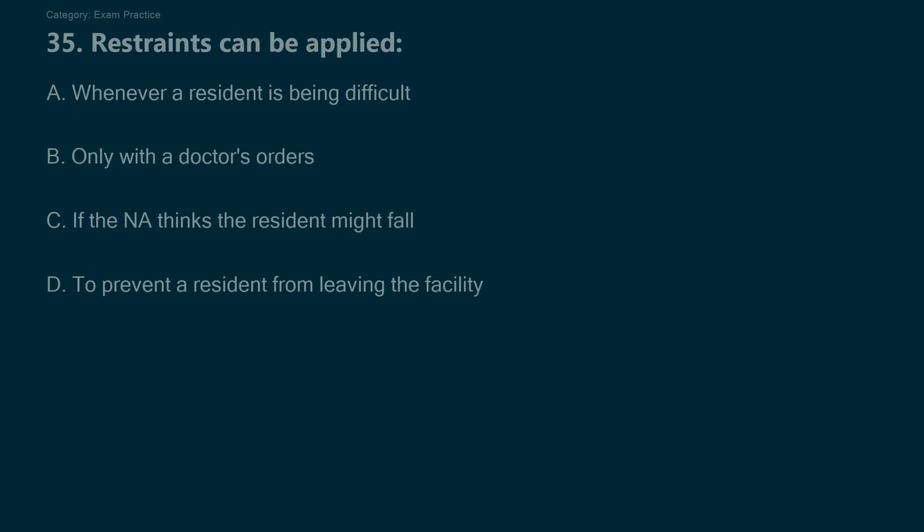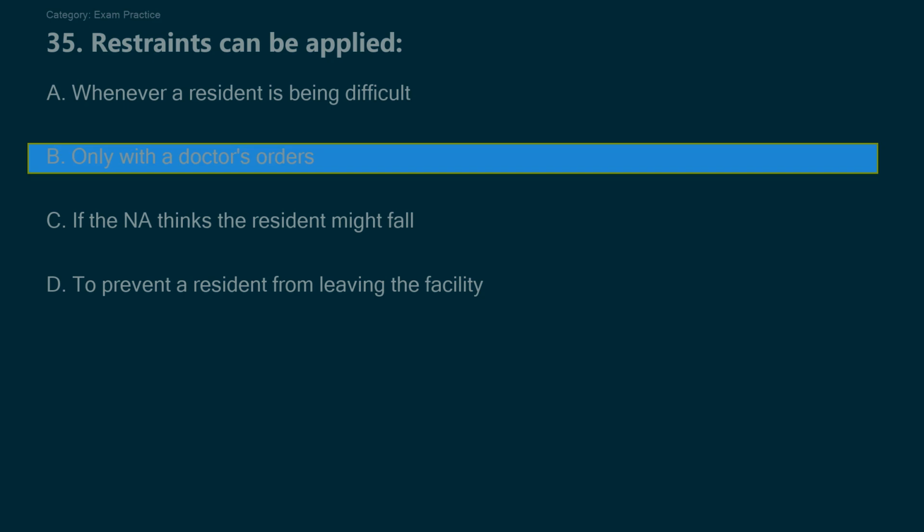Question 35. Restraints can be applied. Option A, whenever a resident is being difficult. Option B, only with a doctor's orders. Option C, if the NA thinks the resident might fall. Option D, to prevent a resident from leaving the facility. The correct answer is option B, only with a doctor's orders.